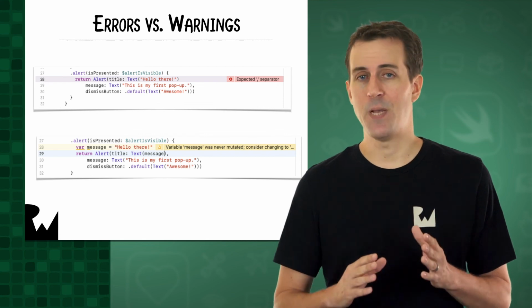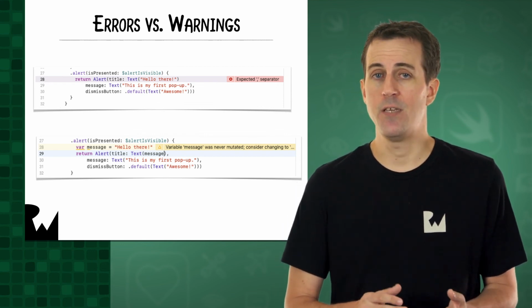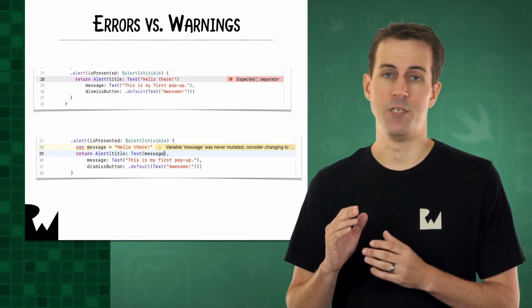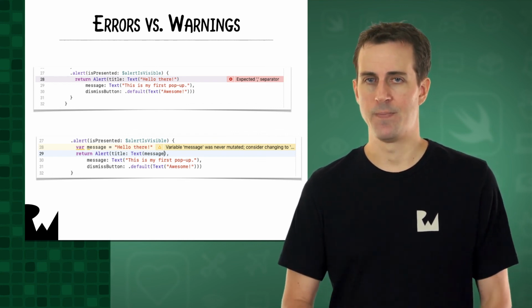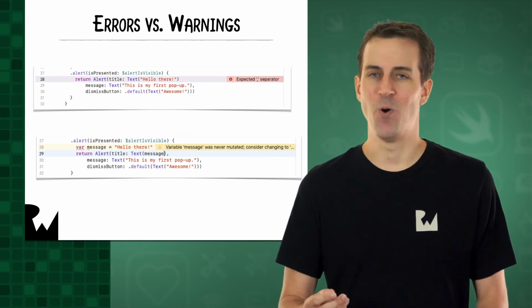In my opinion, it's best to treat all warnings as if they were errors. Fix the warning before you continue, and only run your app when there are 0 warnings and 0 errors. That doesn't guarantee the app won't have any bugs, but at least they won't be silly ones.